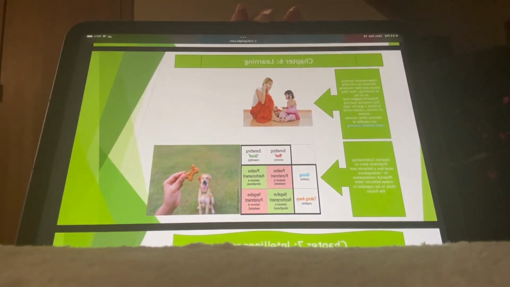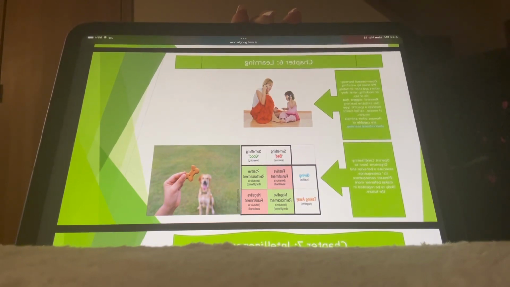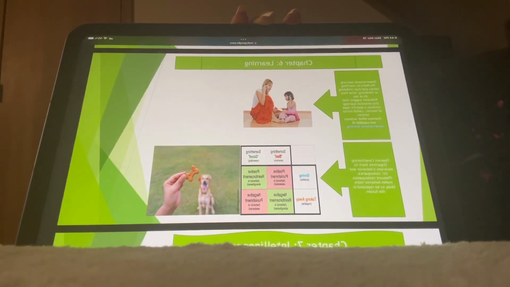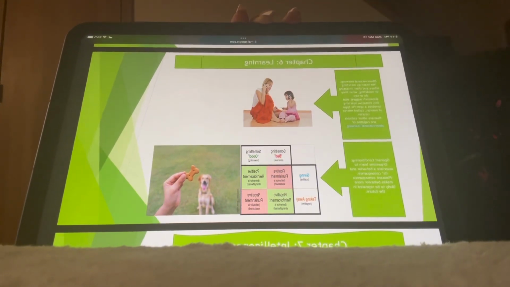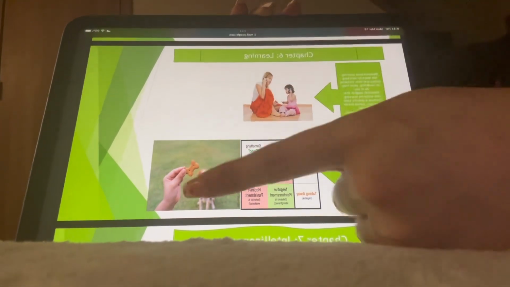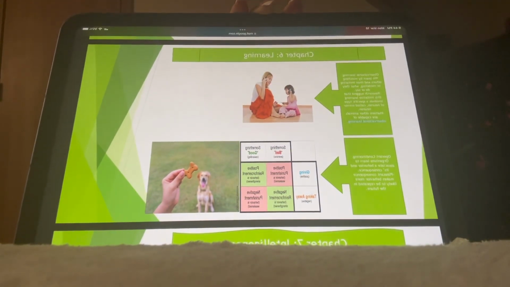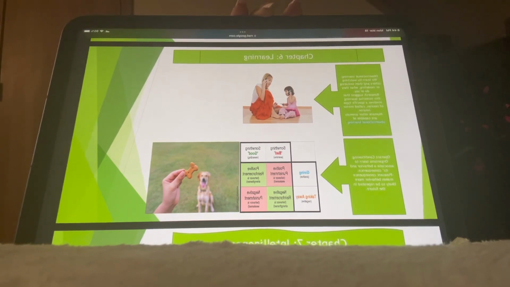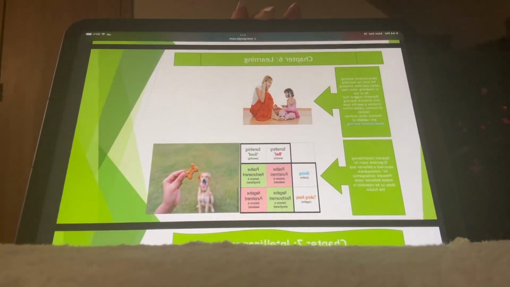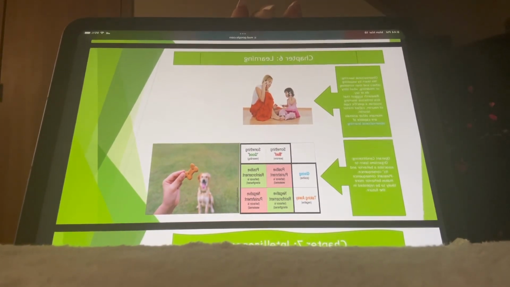The next thing I want to cover is operant conditioning. So organisms learn to associate a behavior and its consequence. A pleasant consequence makes a behavior more likely to be repeated in the future. For an example, when you teach a dog to sit and you give them a treat, that is an example of operant conditioning.